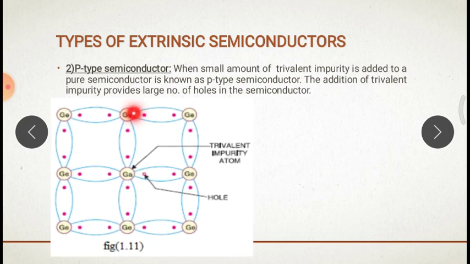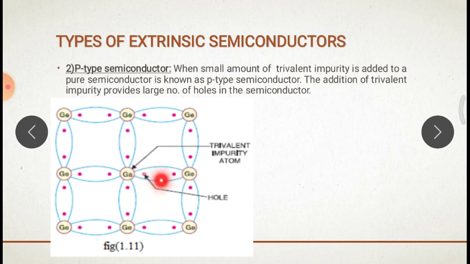Here, the same germanium has 4 valence electrons. Here one more will be 4. Again here 1, 2, 3, 4. Like this, it has 4 valence electrons, and how many valence electrons will gallium have? 3 valence electrons. 1, 2, 3. One space is vacant here. So this is called a hole.